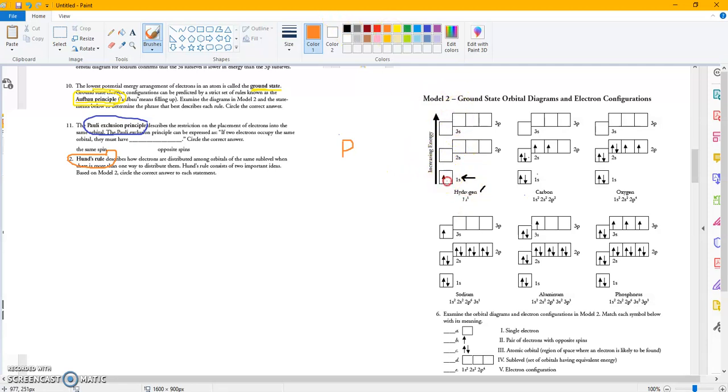you would never have an electron going here. Sorry, for some reason it's not drawing. There we go. All right, you would never have 2 electrons here, and then 2 electrons here, and then 2 electrons together. Why does it make sense that we would never pair up 2 electrons in a p orbital?